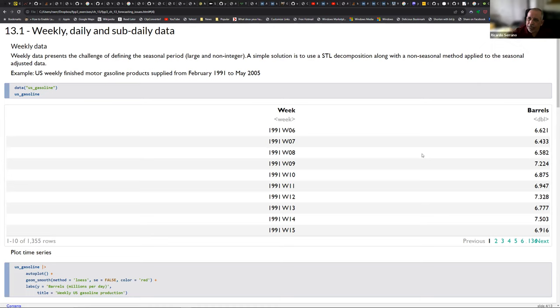the supply of gasoline products in the US within a weekly time frame, weekly production from February 1991 to May 2005. And the unit that we're going to be using for the gasoline is not gallons, it's really barrels.